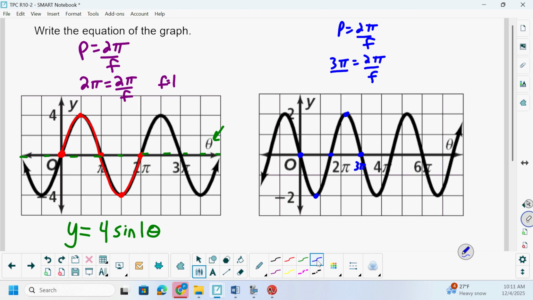we can put the 3 pi over 1 and cross multiply. 1 times 2 pi is 2 pi, and then we'll have 3 pi times f. We're going to divide both sides by 3 pi. So on the right we'll have f. The pi's wipe out, and you get 2/3.